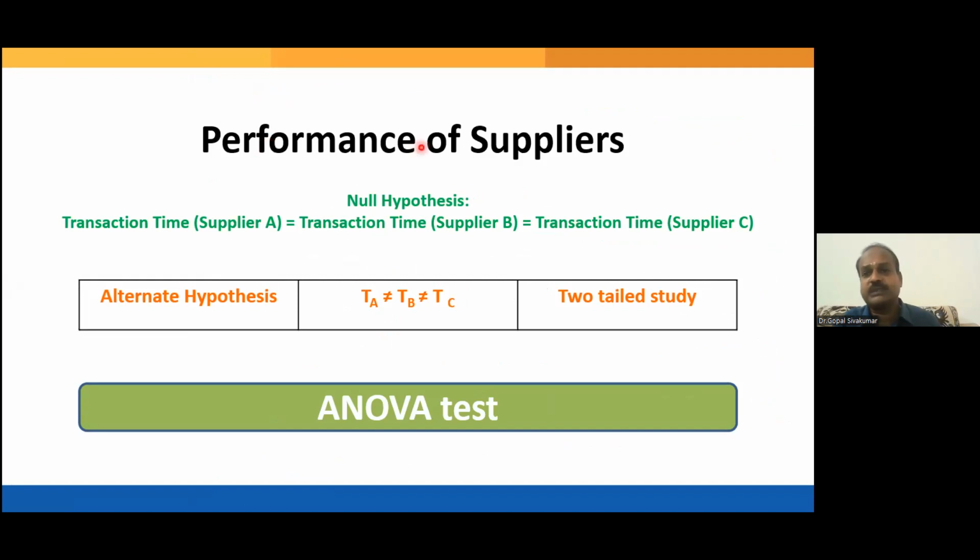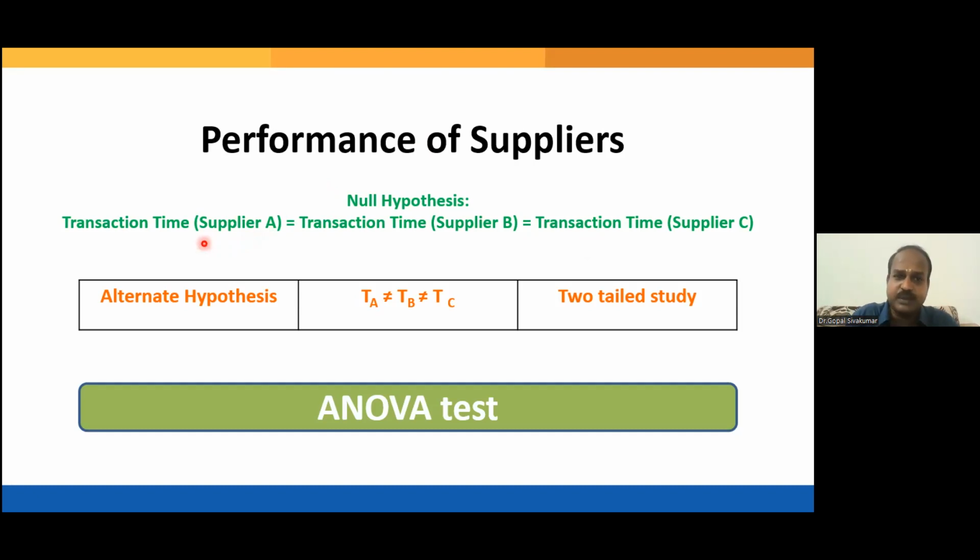And now performance of suppliers. There are 3 suppliers now. Again, your boss is pressurizing you. I don't want to work with the 3 suppliers. I need only 1 supplier. Now, out of the 3, the best one has to be identified. Now, it can be again transaction time or turnaround time or some information.